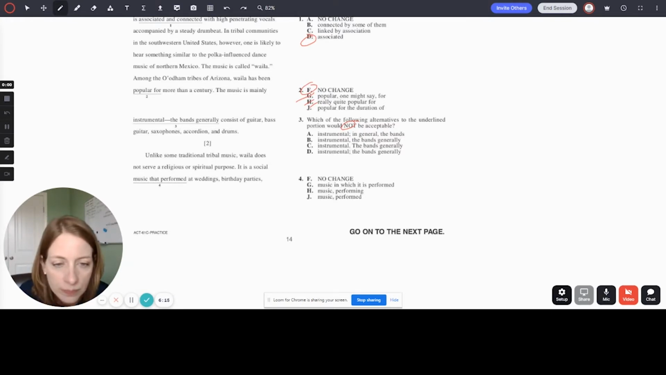So, okay, I guess I need to keep thinking out loud. All right, I'm looking at A. The music is mainly instrumental. So we got a sentence there. The bands generally consist of guitar, bass guitar, saxophone, accordion, and drums. So I have two sentences there. You can have a dash between two sentences. So the way to think about that is a dash is kind of behaving like a colon.